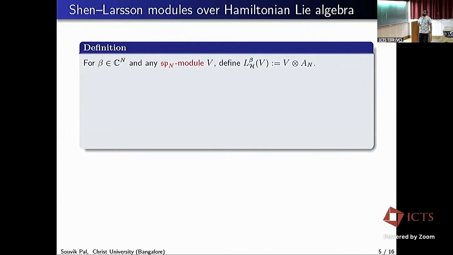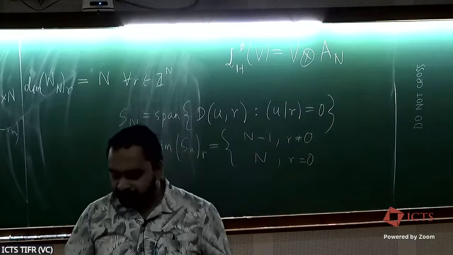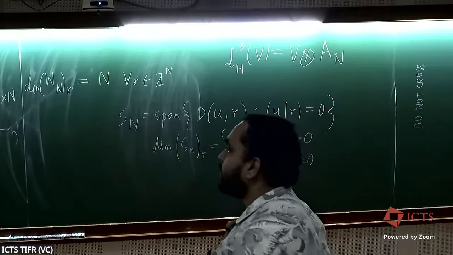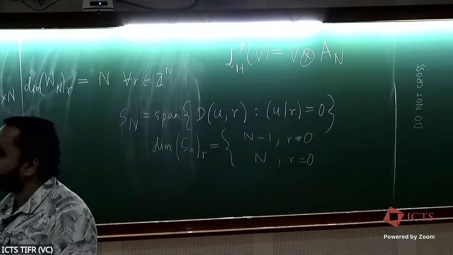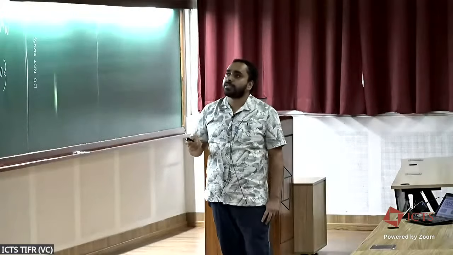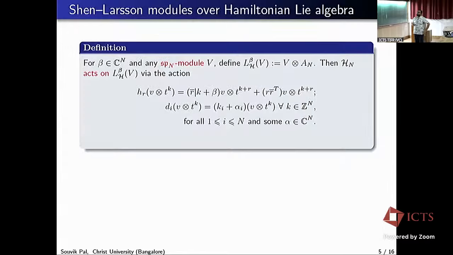So I will take an Sp_N module, the symplectic Lie algebra, and this is my notation. I will write this notation because time and again I will use this. Beta V is V tensor An. An is the Laurent polynomial algebra in n variables. Then one can give an action of Hn on this loop like this. This is the action. So Hr is acting like this. This is the inner product that I told you.